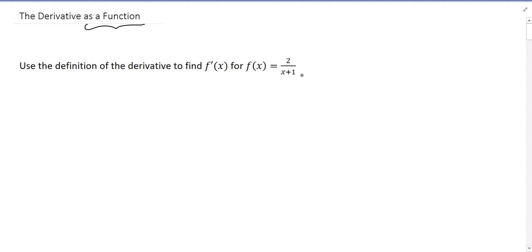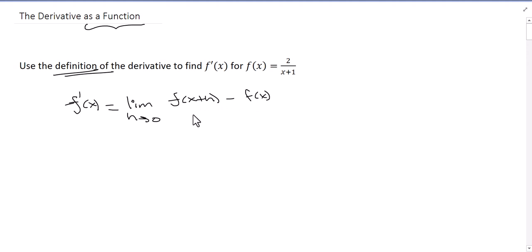So not given a specific point where we want to find a tangent line or the instantaneous velocity. Use the definition of the derivative to find f prime. This is our notation for the derivative for this particular function. First, let's remind ourselves of the definition of the derivative. f prime of x is equal to the limit as h approaches 0 of f of x plus h minus f of x, all over h. This is the definition that we want to remember. Anything that says use the definition, this is what we're talking about.